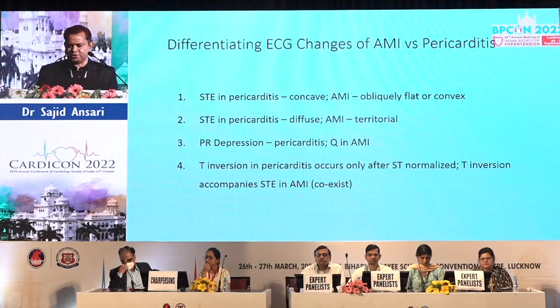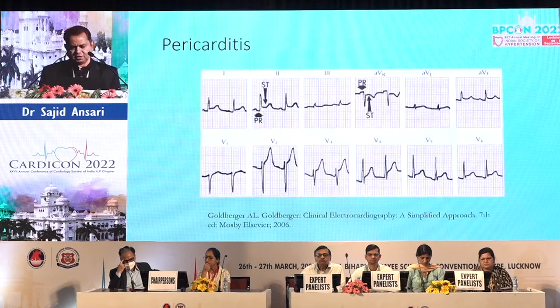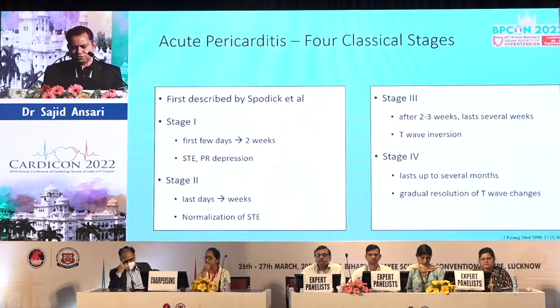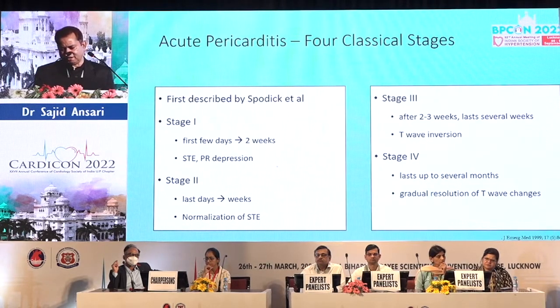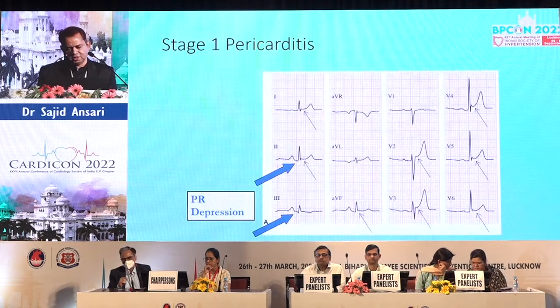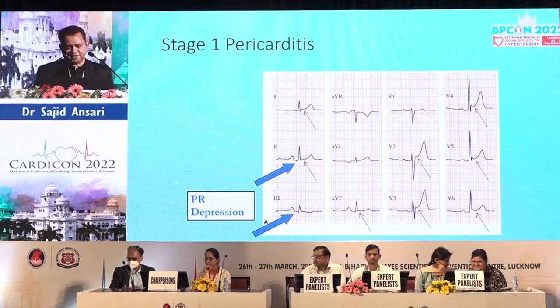There are four stages of pericarditis. I think we will go back. So, this is the stage of pericarditis, stage 1, 2, 3, 4. Stage 1 is in the first few days to 2 weeks, with ST elevation and PR depression. In stage 2, there is normalization. In stage 3, after 2 to 3 weeks, lasting up to several weeks, there is T-wave inversion, and there is a last stage where there is gradual resolution of the T-wave inversion. This is stage 1 pericarditis. We have shown the PR depression is there.